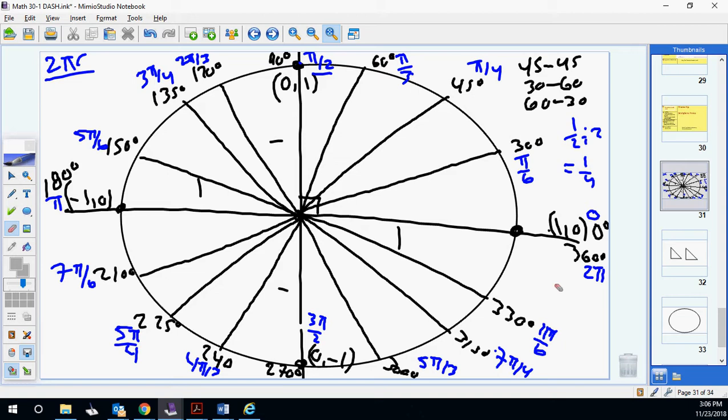Let me go through it one more time. Okay, so when we're going through the pi over 6, the 30/60 cuts, they work together. We got 1 pi over 6, 2 pi over 6 or pi over 3, 3 pi over 6 or pi over 2, 4 pi over 6 or 2 pi over 3, 5 pi over 6, 6 pi over 6, 7 pi over 6, 8 pi over 6 or 4 pi over 3, 9 pi over 6 or 3 pi over 2, 10 pi over 6 or 5 pi over 3, 11 pi over 6, and 12 pi over 6 is 2 pi.